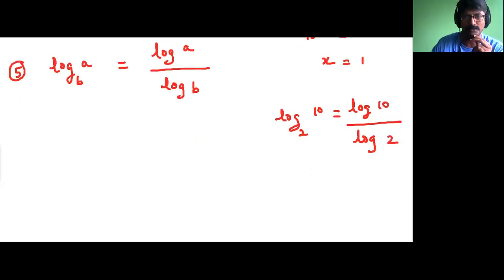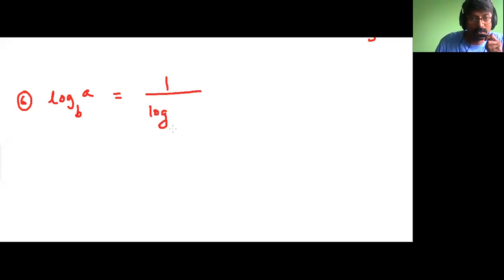I hope you understood everything till here. Now the sixth one, which is very, very important. So what is this law? The sixth law is: log a to the base b, if it's written like this, can be written as 1 upon log b to the base a.